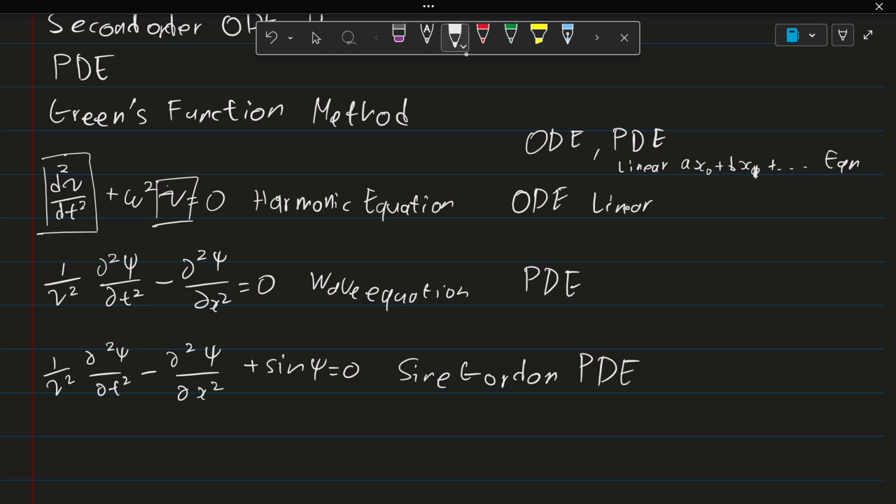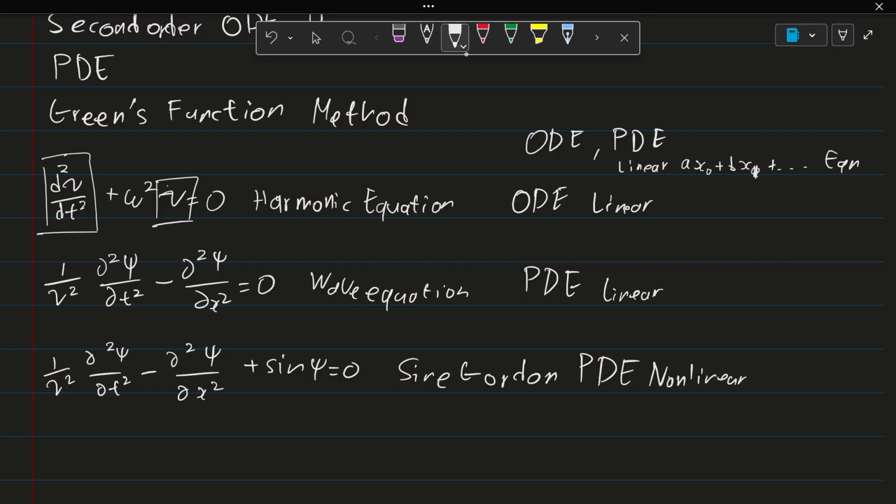Same thing for the PDE: the wave equation is also linear, but the sine-Gordon is not linear because there's the sine of psi, which is not one of the constants or the variables that we are interested in. So this is nonlinear.